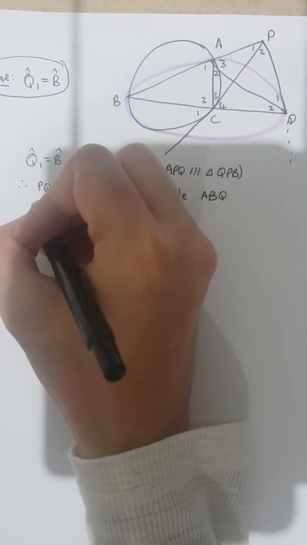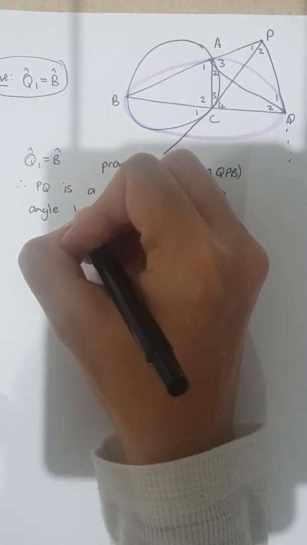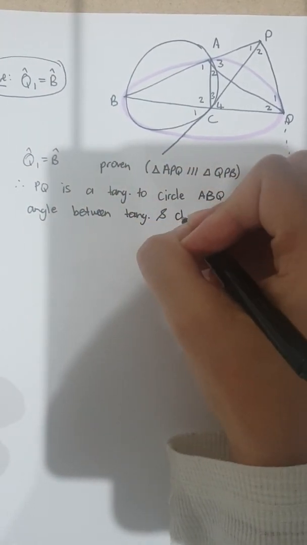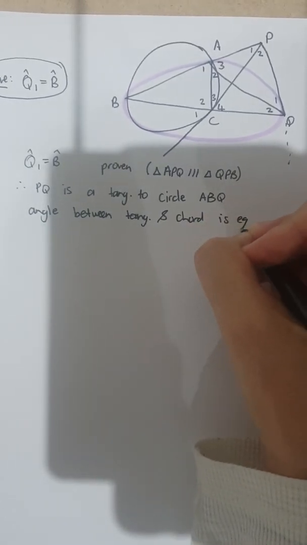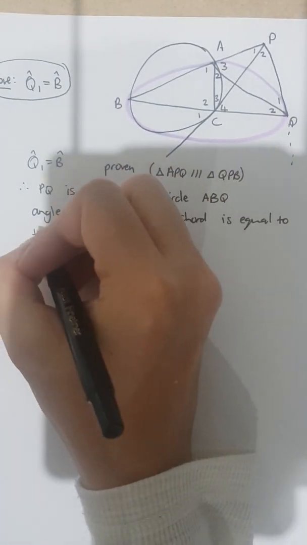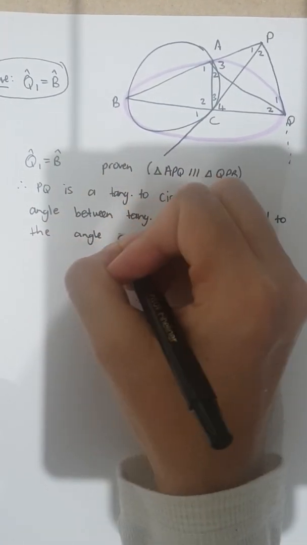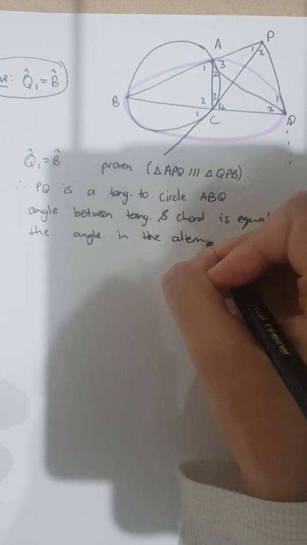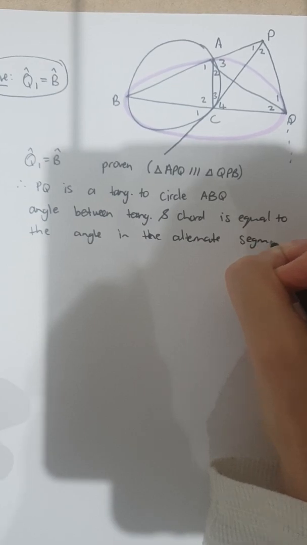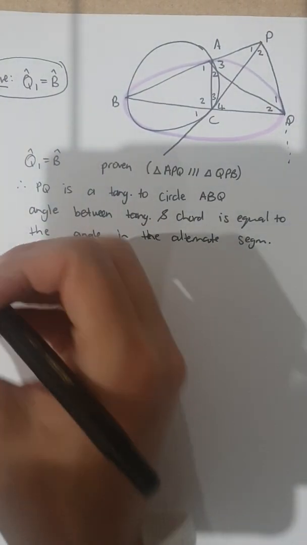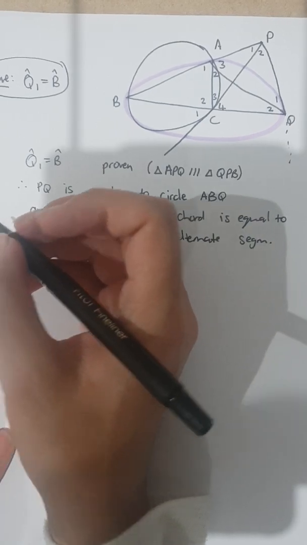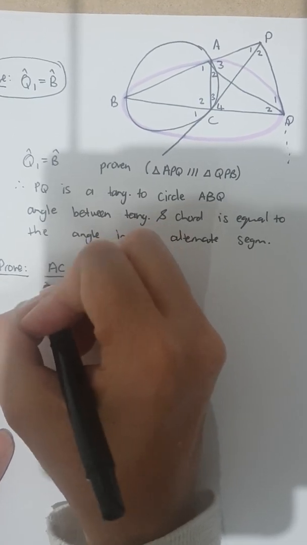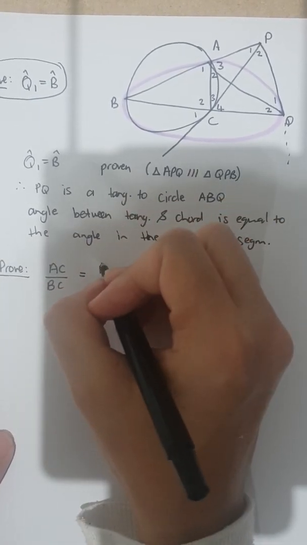And what's my reason? My reason is angle between tangent and chord is equal to the angle in the alternate segment. Okay, right. Now, question 4, they ask me to prove that AC over BC is equal to BC times AP over PQ squared.